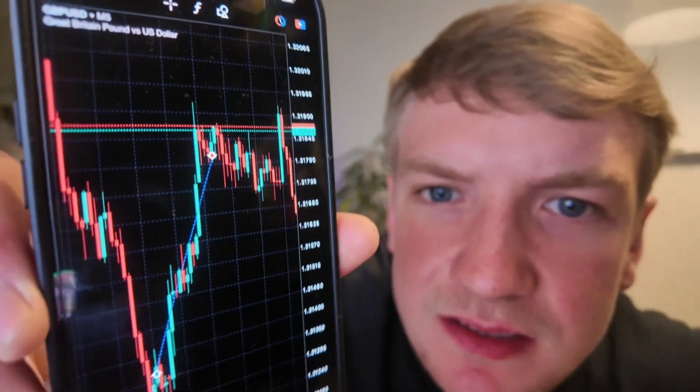Yes people, so today I'm going to be breaking down this GBP USD buy, what it took. Now the reason I'm breaking this down is because it's an A plus setup. So first of all, I'll just show you that I actually took the buy.